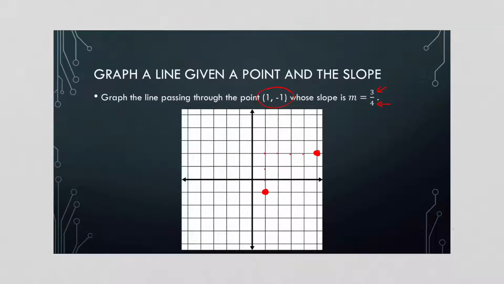There we go. Now, keep in mind that 3 over 4 is the same thing as negative 3 over negative 4. So from that dot, I could have gone down 3, 1, 2, 3, left 1, 2, 3, 4. And then connect your dots. And you're done.